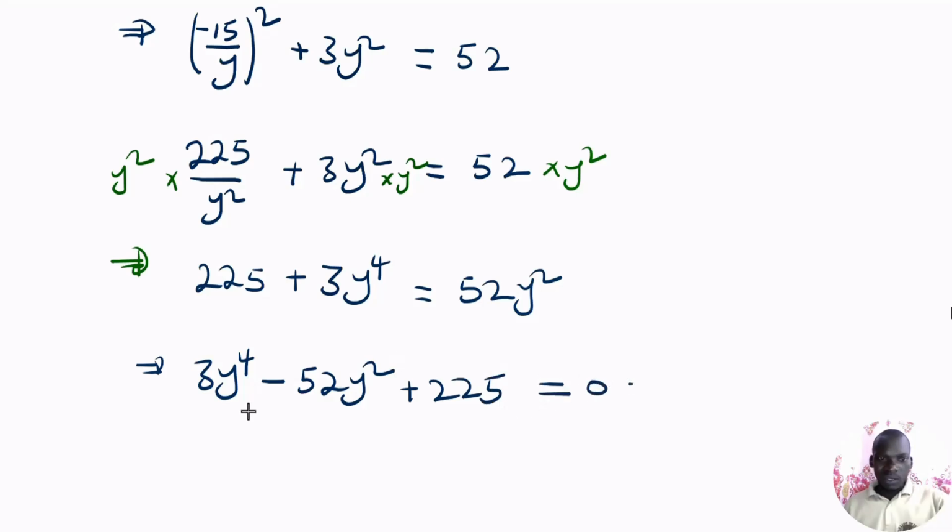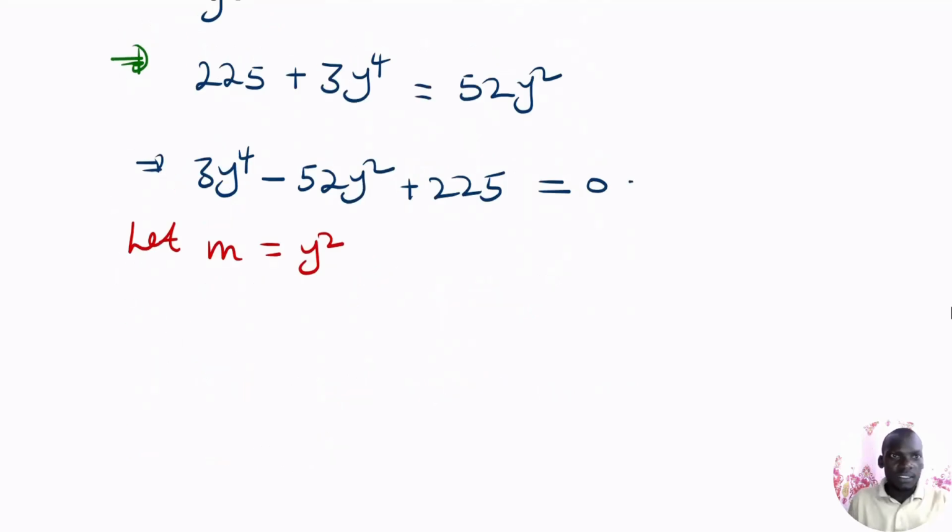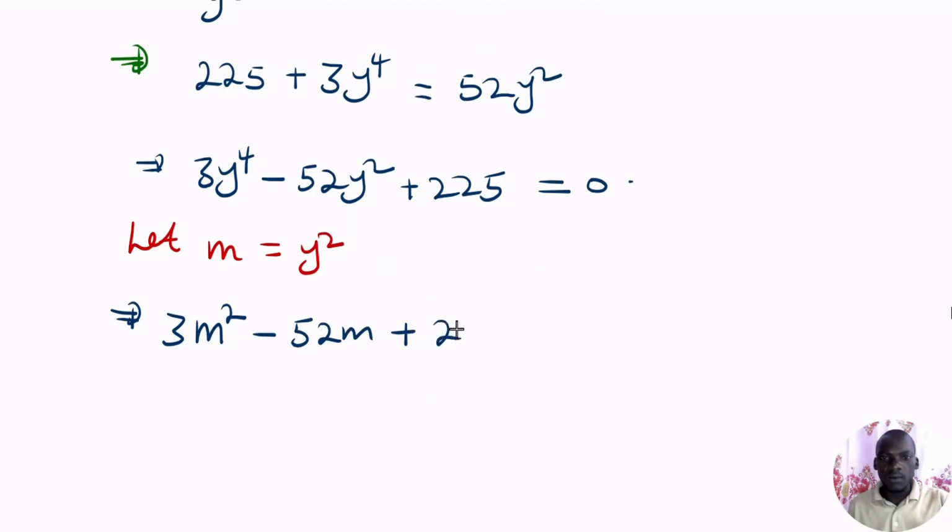From this step, we can introduce some variables. We can let m be equal to y squared, implying that 3m squared minus 52m plus 225 equals 0. We can see that this is a quadratic equation.